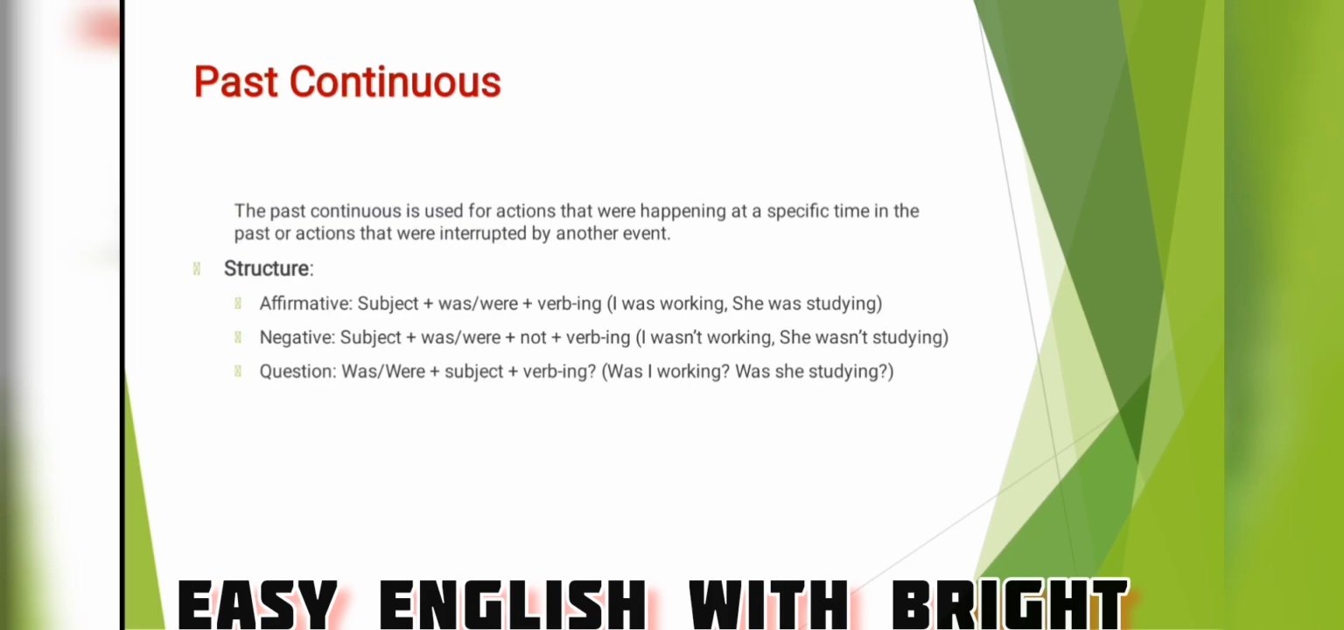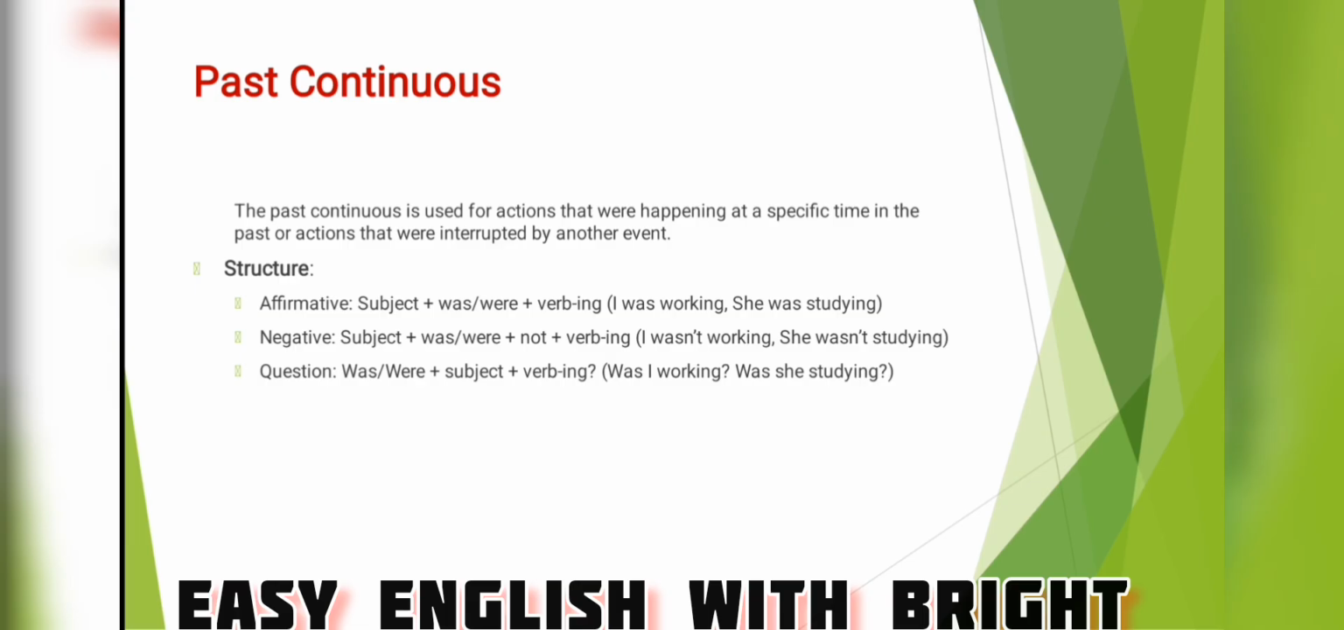Past continuous. The past continuous is used for actions that were happening at a specific time in the past or actions that were interrupted by another event. Structure. Affirmative: subject plus was or were plus verb with ing form. I was working. She was studying.